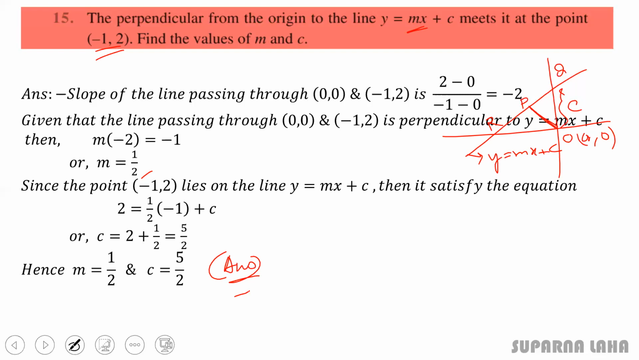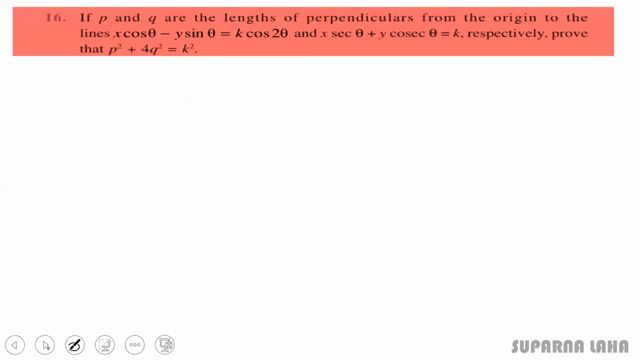Clear? So moving to the next question, question number 16. P and Q are the length of the perpendicular from the origin to these two lines, x cos theta minus y sin theta equals k cos 2 theta, and x sec theta plus y cosec theta equals k, respectively. Prove that p square plus 4q square is equals to k square.